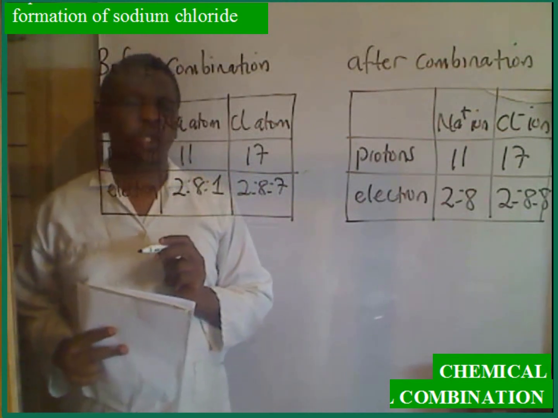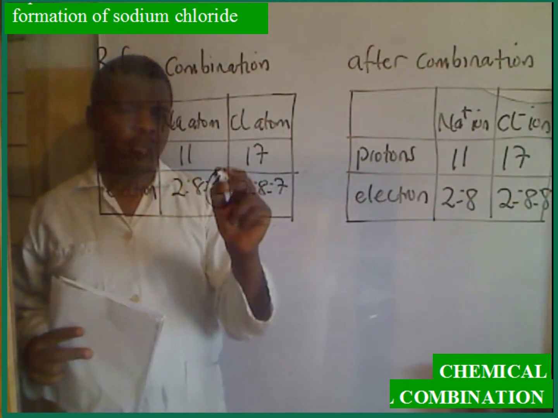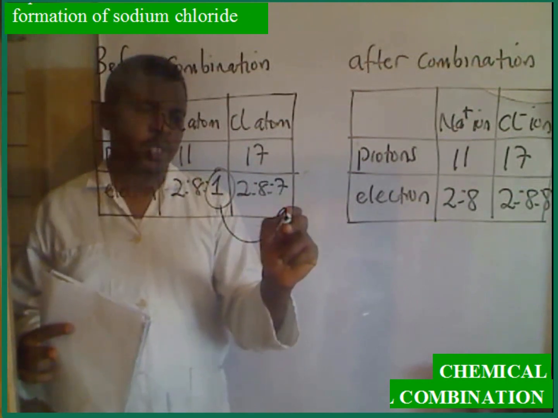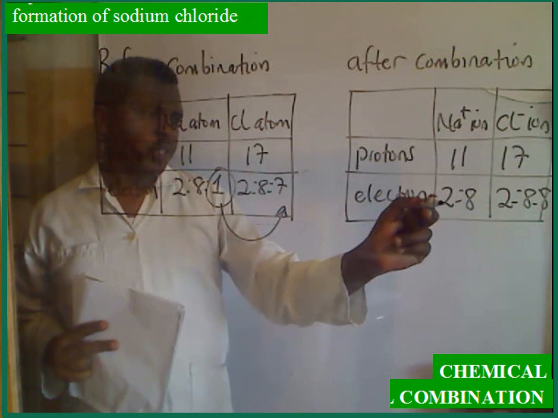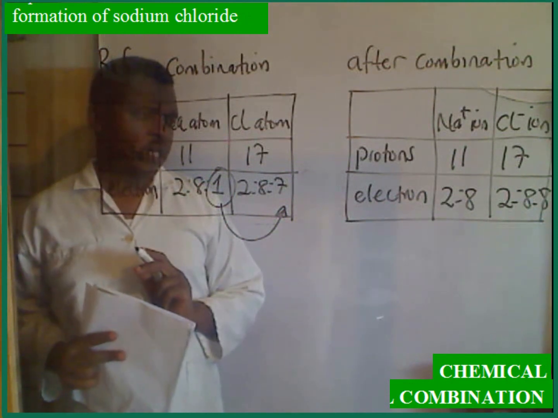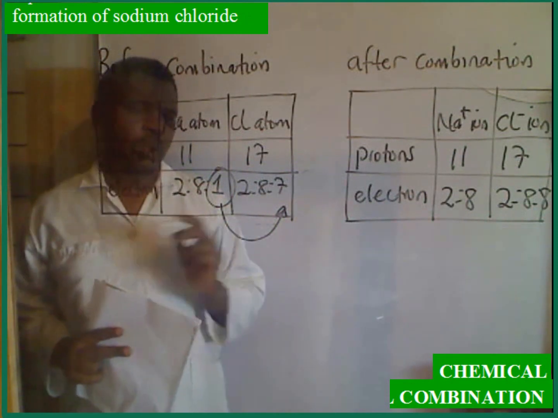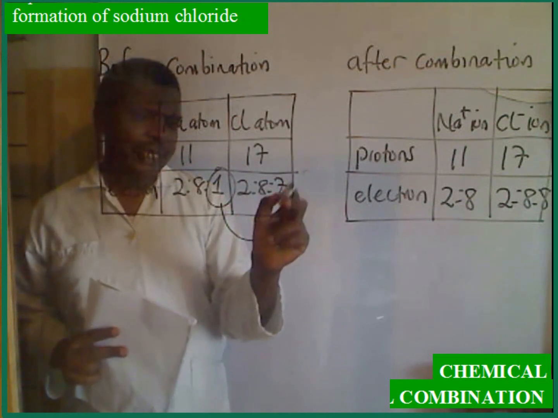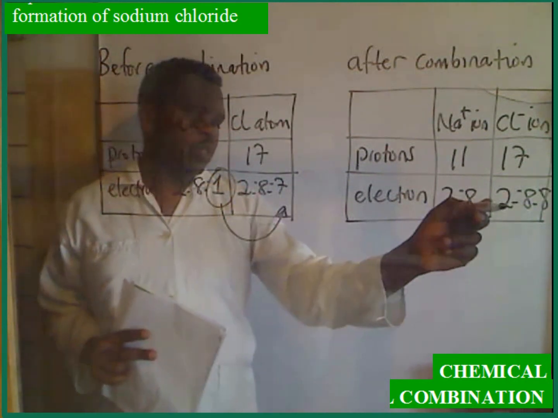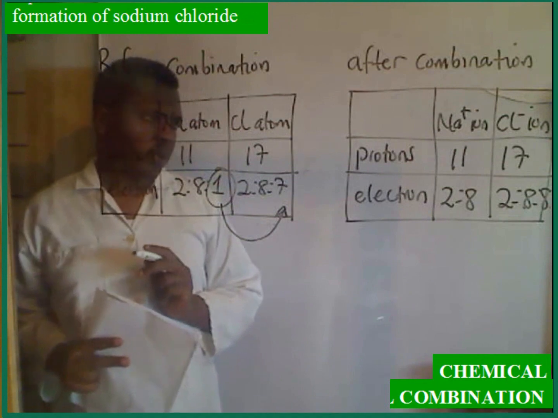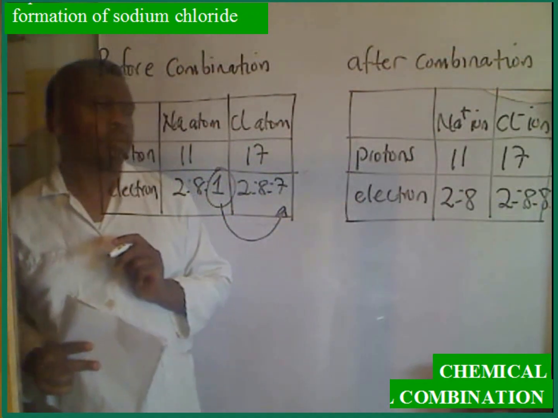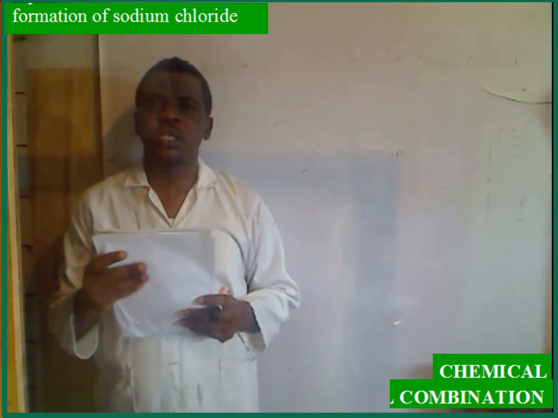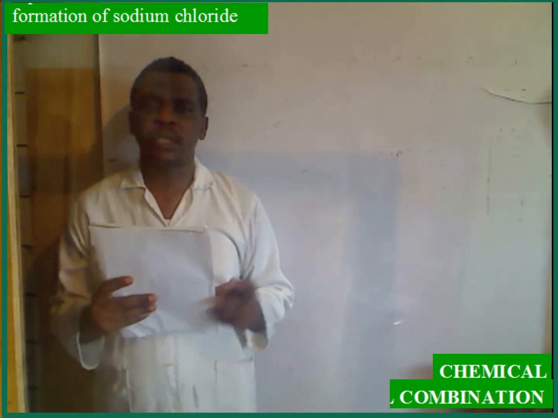During the formation of sodium chloride, the sodium atom loses an electron to chlorine to form the sodium ion with electronic configuration 2,8, which is the octet state that is stable, while the chlorine atom gains an electron and becomes 2,8,8, which is the octet state, to form the chloride ion. We can also illustrate this using dot and cross diagrams as follows.